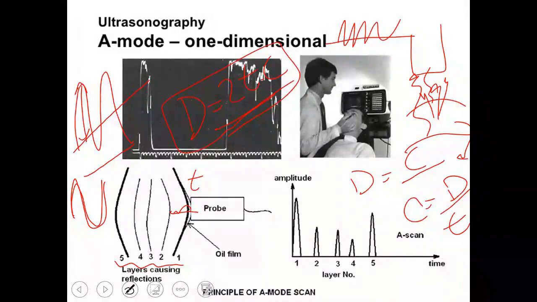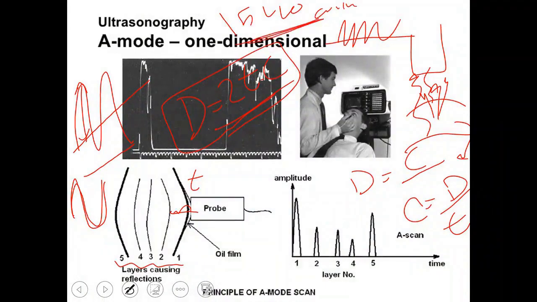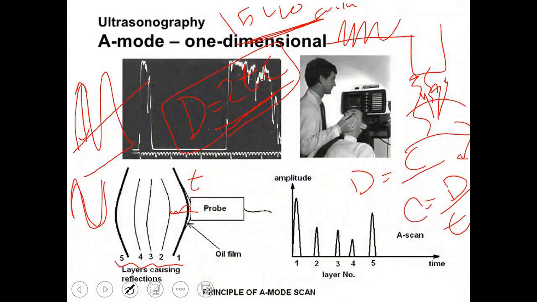So c is known, as I mentioned earlier, which is 1540 meters per second, the average velocity in these tissues. So this is the speed and time. I determine how long the signal took to go and how long it took to return, so I have the distance. Great.